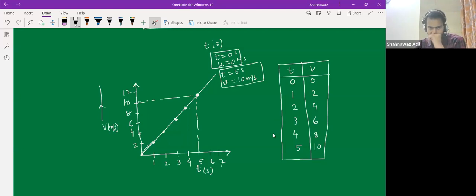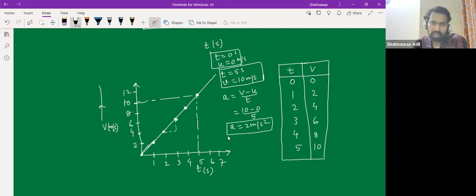And from this graph, we can also calculate acceleration, right? So acceleration would be how much? This velocity minus this velocity by time, right? We can also calculate from the slope of the graph, but let's calculate from this. This is 10 minus 0 by 5, which is 2 meters per second squared. So acceleration we can calculate.